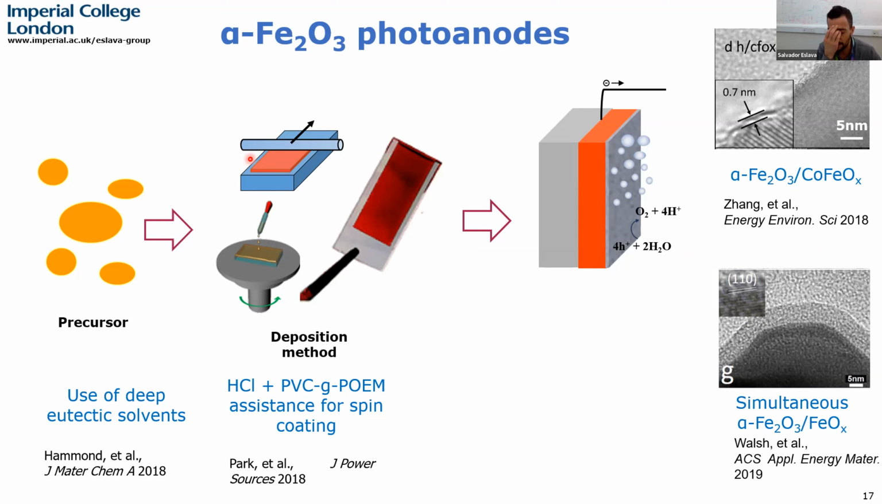When we started to work on this material, we could see that a lot of films in the literature were prepared with particles that were prepared by the use of iron pentacarbonyl. And iron pentacarbonyl is a toxic precursor. And we studied then alternative ways to prepare those particles to be used in the preparation of hematite. We found that we can use deep eutectic solvents that use iron nitrate instead of iron pentacarbonyl.